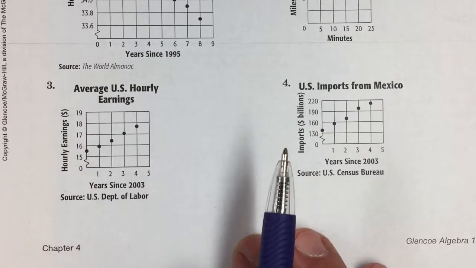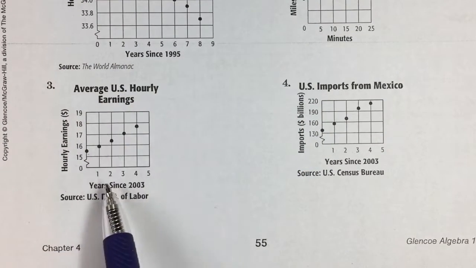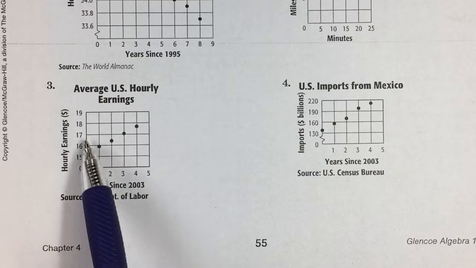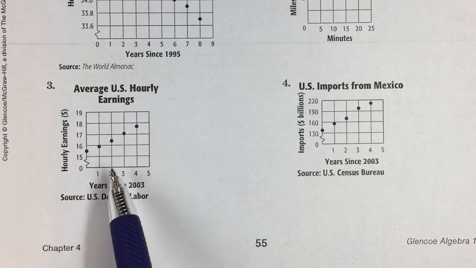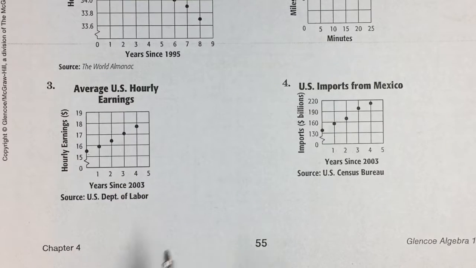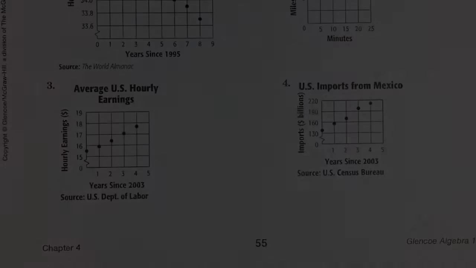On number 3, average U.S. hourly earnings, we see that while the years since 2003 increase, the hourly earnings increase. So there's a positive correlation. And in number 4, I'll let you do it.